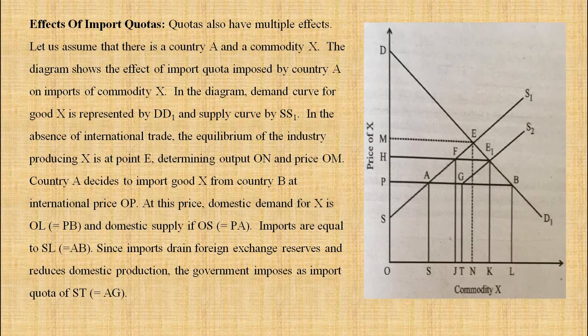Let us assume that there is a country A and a commodity X. The diagram shows the effect of import quotas imposed by country A on imports of the commodity X. In the diagram, the demand curve for good X is represented by DD1 and the supply curve by SS1. In the absence of international trade, the equilibrium of the industry producing X is at point E, determining ON output and price OM.